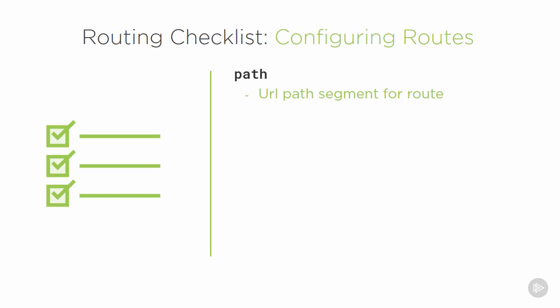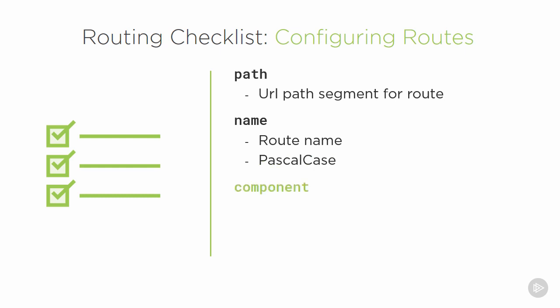This URL segment allows the user to bookmark and navigate back to a specific component's view using the browser's address bar or back buttons. Name is the name we'll use in the template or in code when referencing this route. The name must be Pascal case, meaning each word of the name is capitalized. Component is a reference to the component itself. It is not the string name and is not enclosed in quotes.